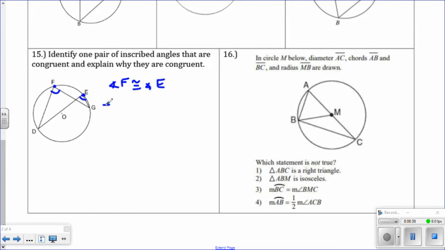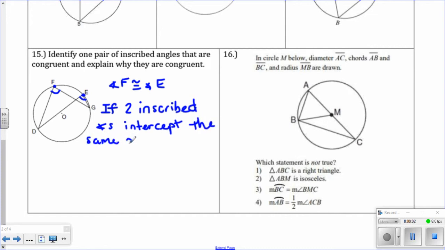Now there is a theorem that goes with this. If you go to your chart, it's theorem number 2, and it says that if two inscribed angles, it's always really important to state what kind of angles they are, intercept the same arc, and you can get specific and say they intercept arc DG, then they are congruent. And most of the time in these questions, when you have to explain, you're just going back to one of the theorems from your chart. Okay, there we go.